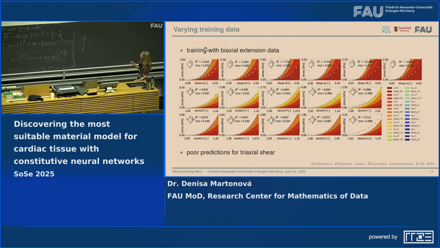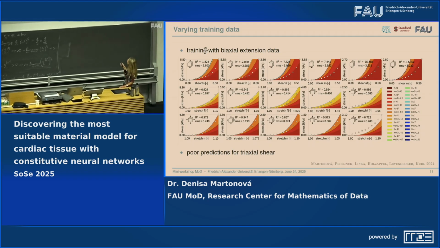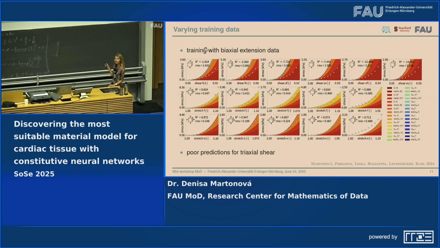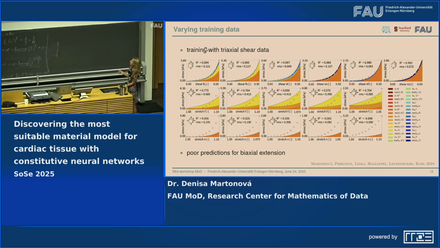And the colors mean that each color represents one specific term. So if the term is activated, you see how much the contribution is from this term in this legend. But most important on this slide, you see, okay, we train with the biaxial data, so the prediction for shear data completely fails. This is maybe not so surprising. And vice versa, when we train with triaxial shear experimental data, then the prediction for biaxial data is pretty poor.